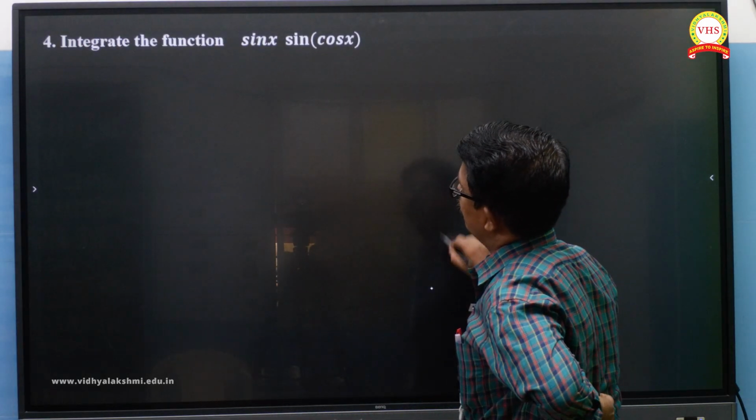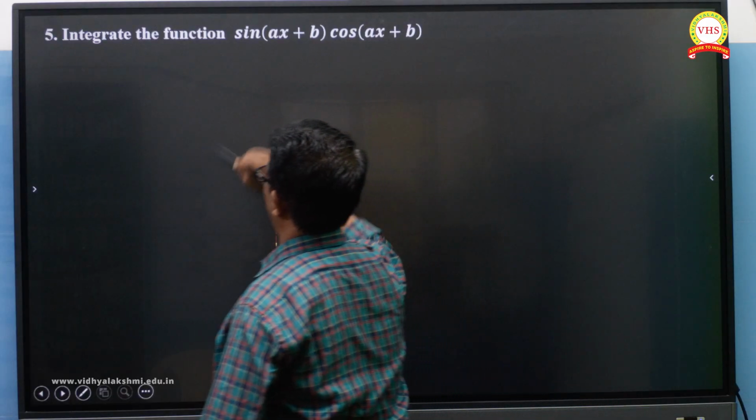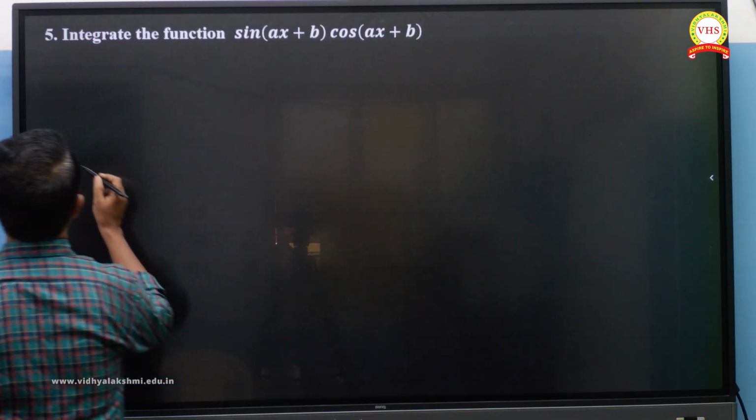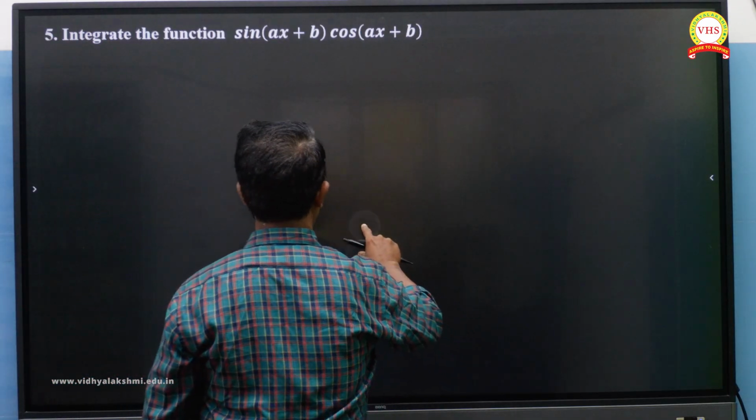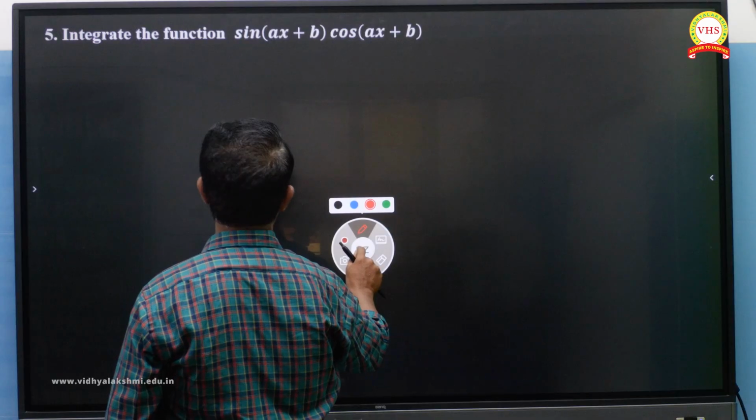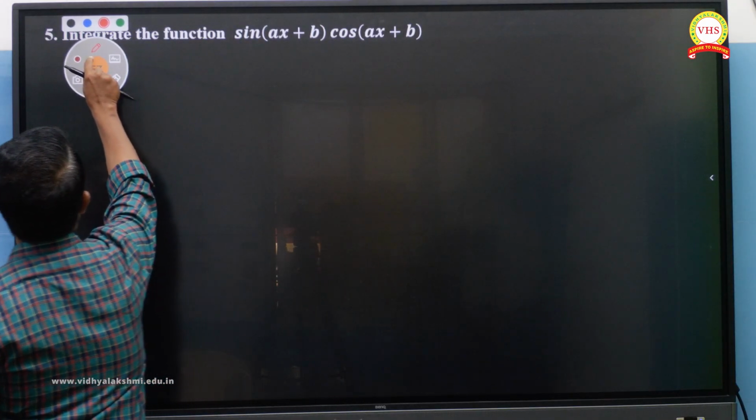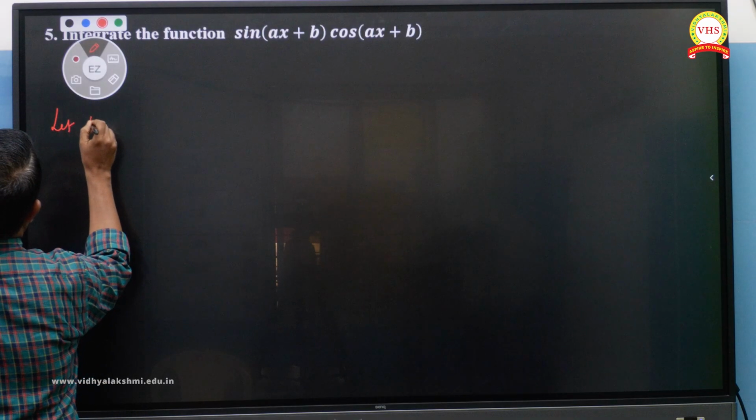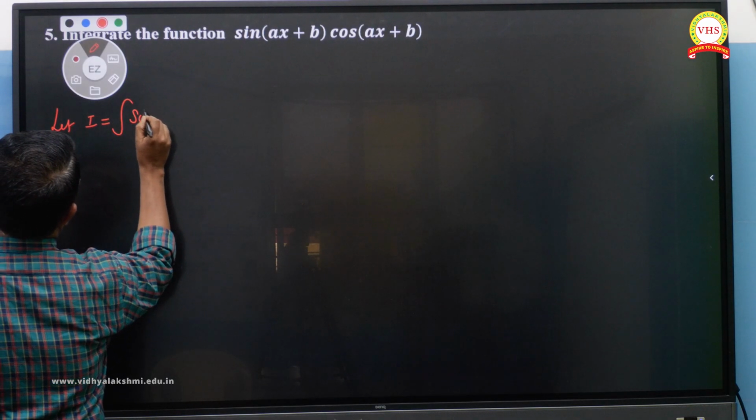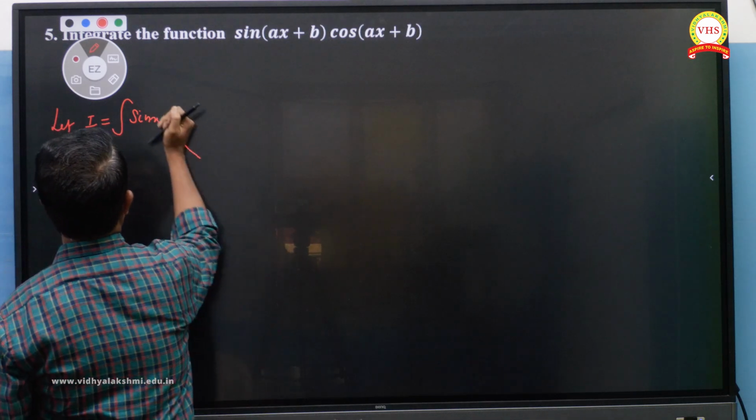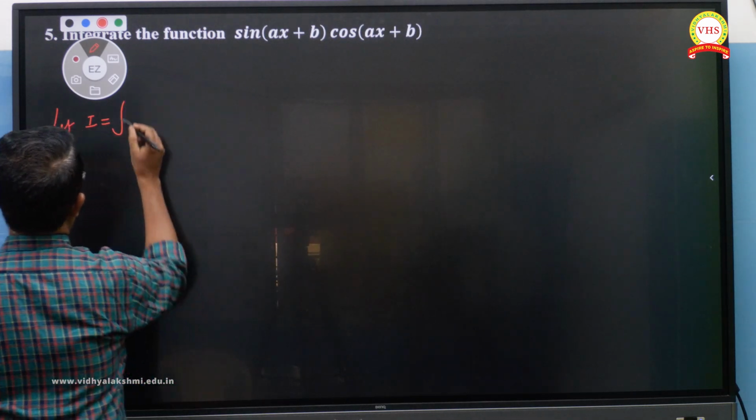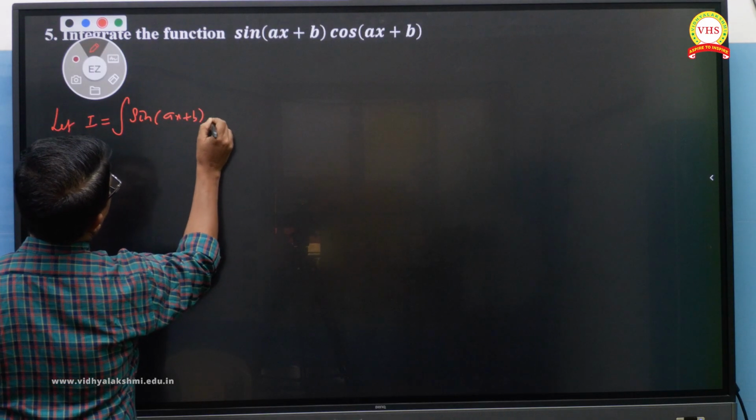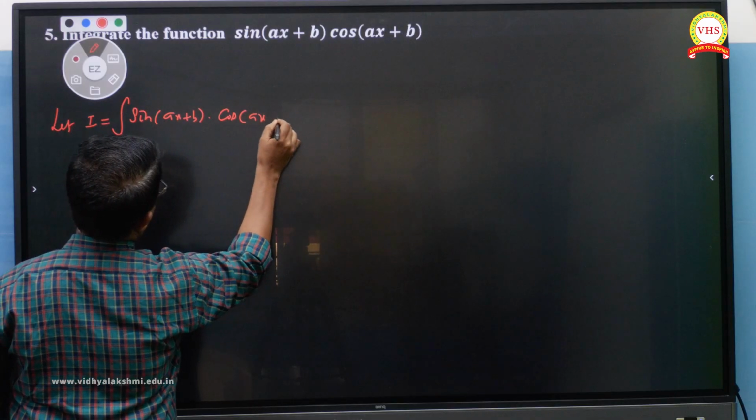Question number 5. What is question number 5, Kanna? Sin of ax plus b into cos of ax plus b. Before we take the direct integration, we should know the identity of some integration. What is the identity of integration here? Let I equal the integral of sin of ax plus b into cos of ax plus b.